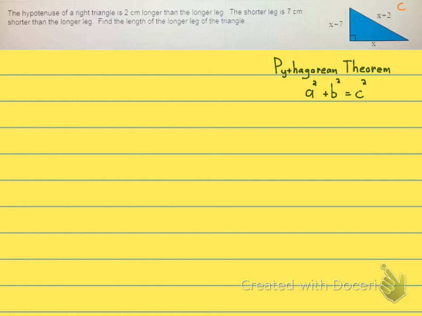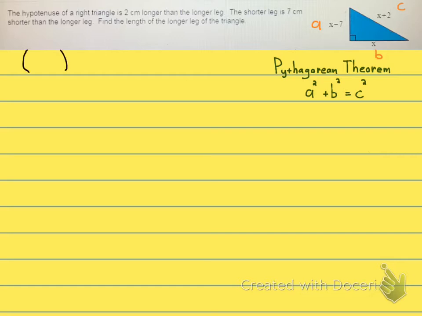So I will call the one on the left A. That'll be the short side for this diagram. And then I'll call this one B. This is the long side for this diagram. And all we have to do is plug in our A, B, and C into this Pythagorean theorem. So A, it's a binomial, x minus 7. B is x, and C is x plus 2. So let's go ahead and plug those three in, turn it into an equation, and then we'll use our math to solve.